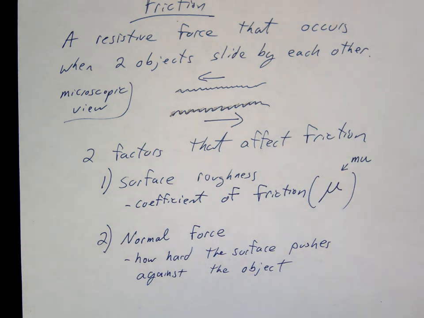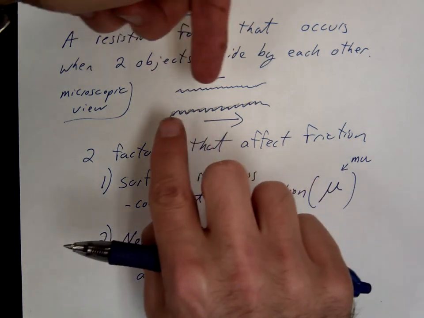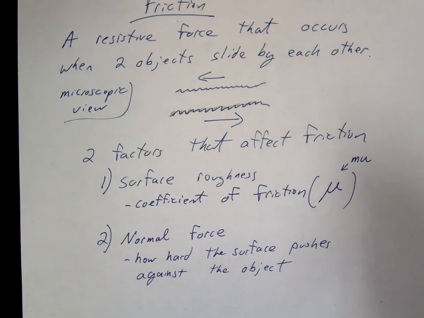So same thing. As these surfaces push against each other, it's kind of like the grooves have a harder time sliding by each other. And therefore, there's going to be more friction in that case. Okay? So that's the second factor.